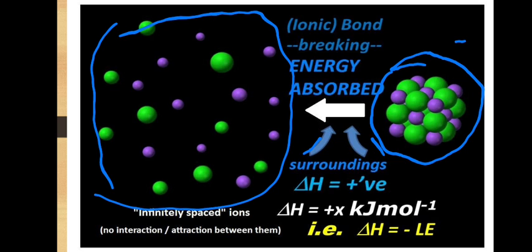If this crystal is of sodium chloride, then sodium may be represented by smaller cations, purple in color, and chloride anions are bigger, so they are shown by green color. So on this right side, this solid crystal is separated into gaseous ions. The amount of energy that is absorbed during this process is called lattice energy.